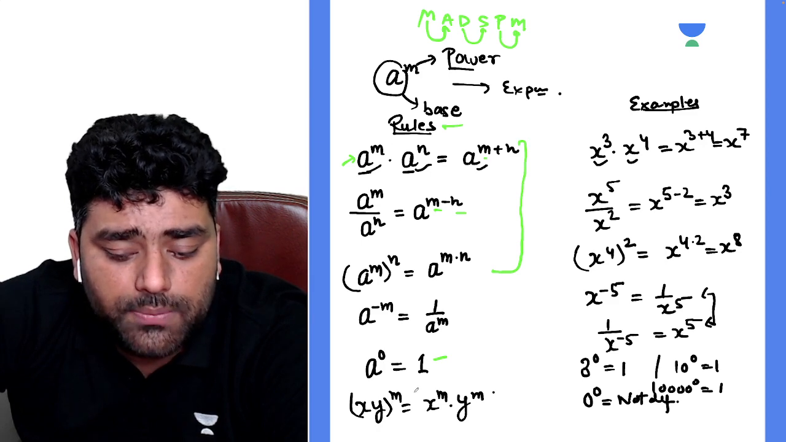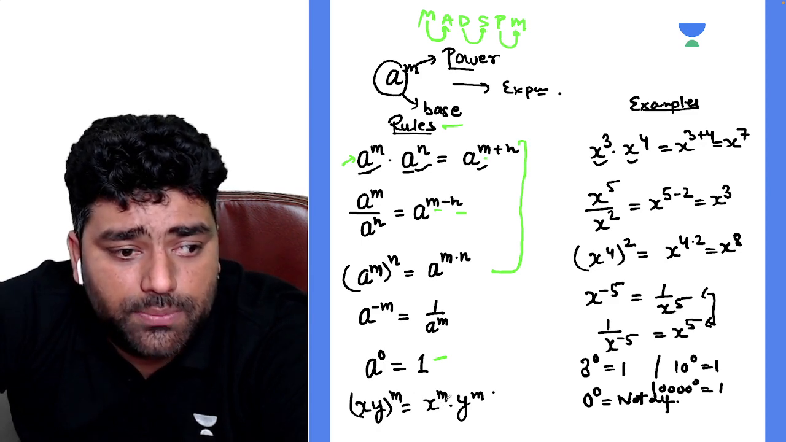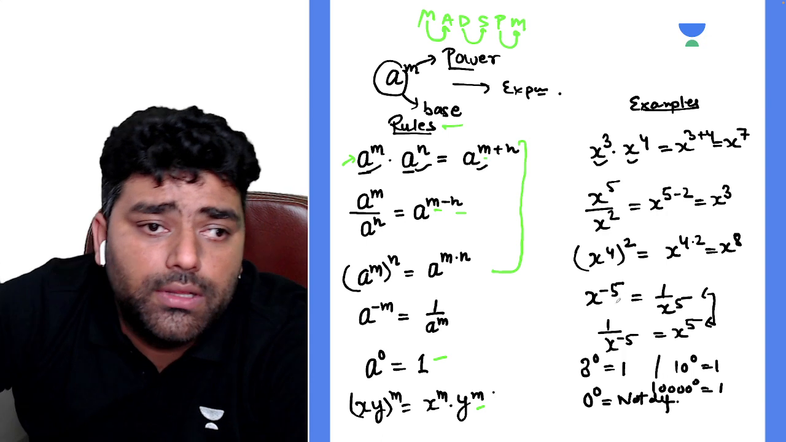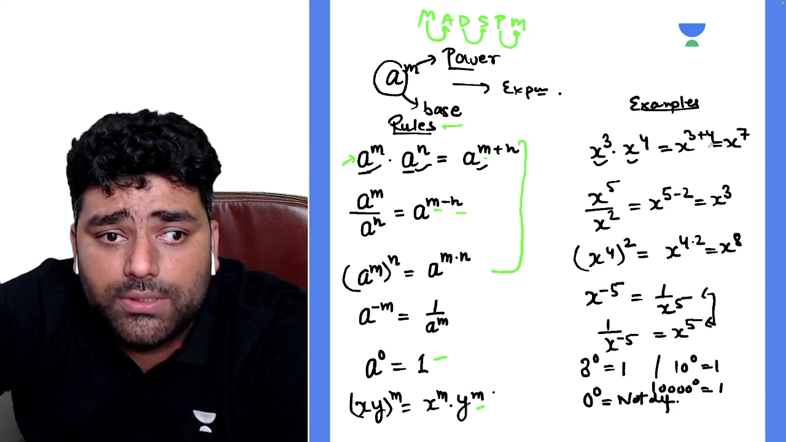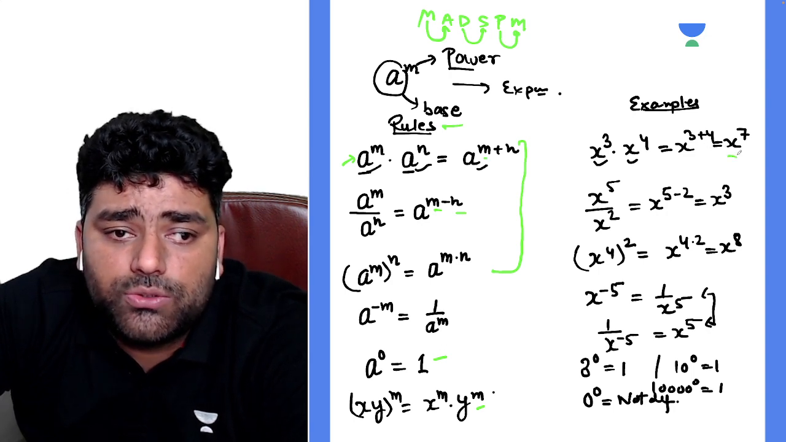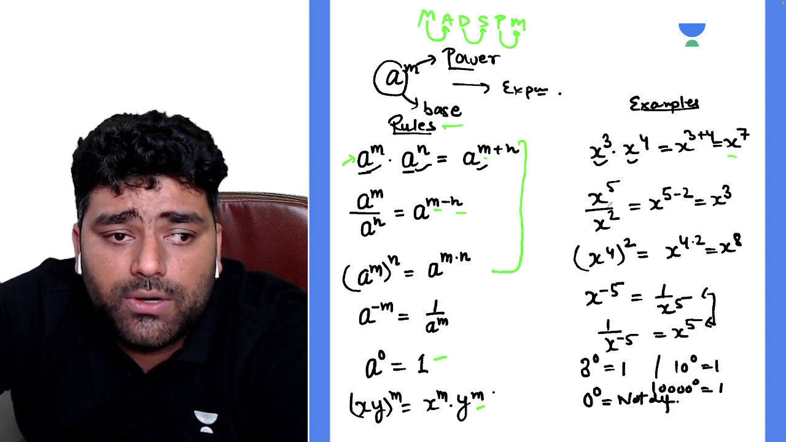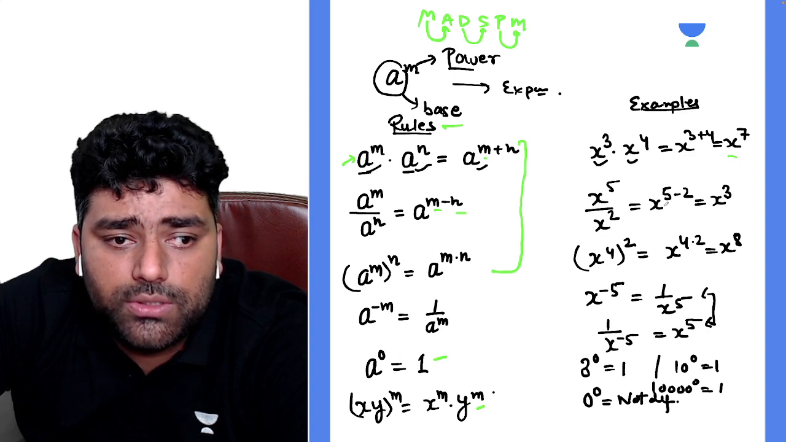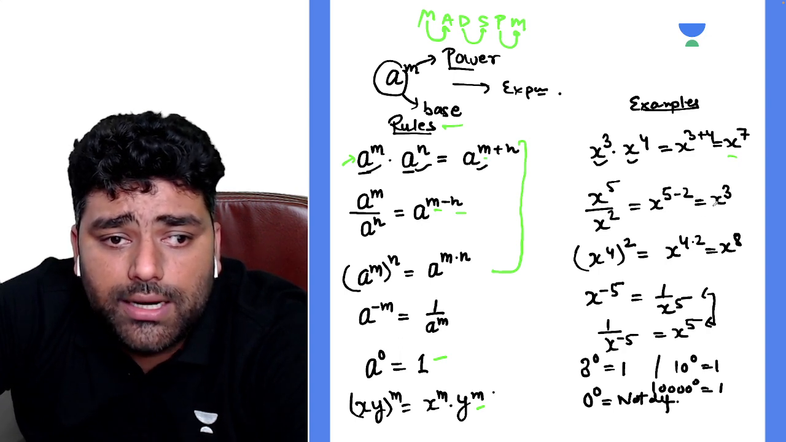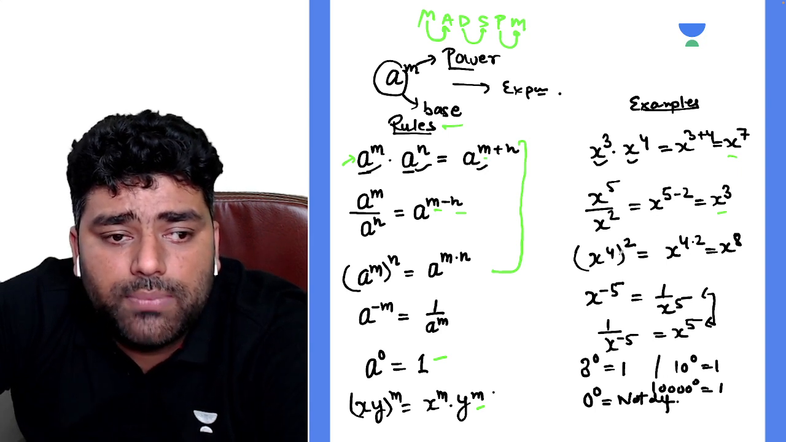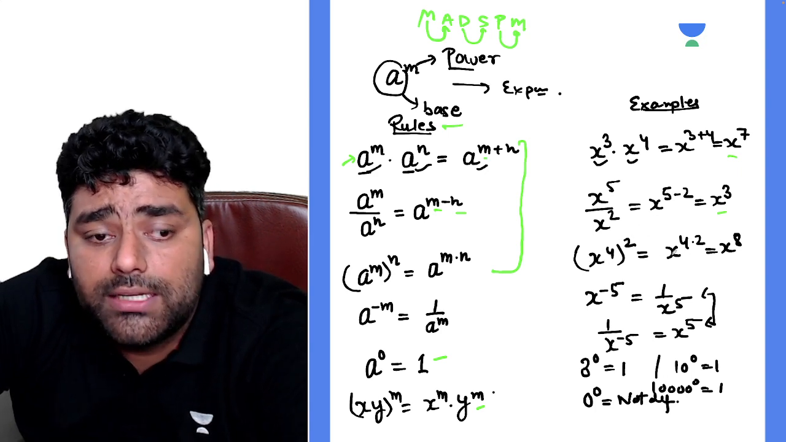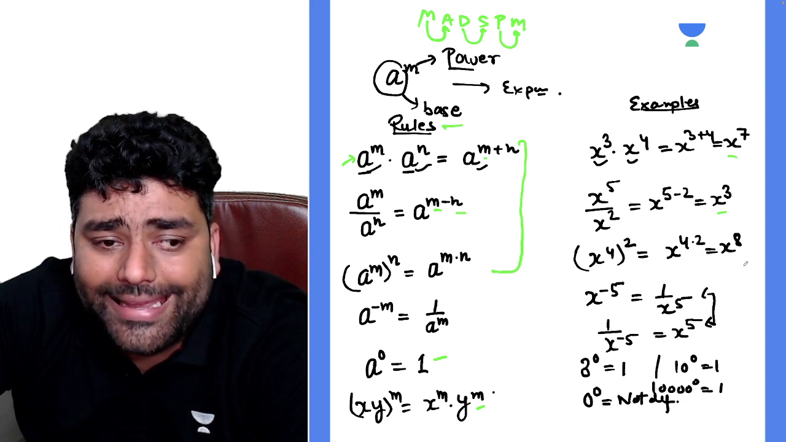(xy) to the power m is equal to x to the power m times y to the power m. We also gave some examples, like x to the power 3 multiplied by x to the power 4 is equal to x to the power 3 plus 4, which is x to the power 7. X to the power 5 divided by x to the power 2 is equal to x to the power 5 minus 2, and that is x to the power 3. X to the power 4 to the power 2, the powers are multiplied, so this is x to the power 8.